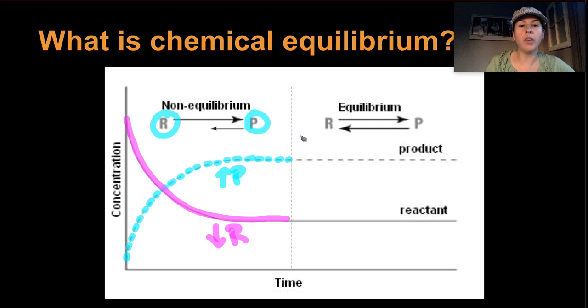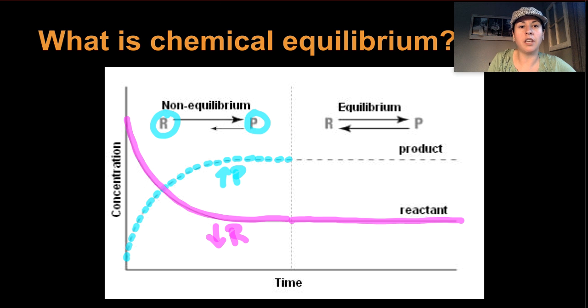Now, at a point in time, we are going to see that the concentration per unit time, remember that's going to be our rate, is going to even out. And so we see that happen here. Okay, so now we see that there's a constant concentration. So the concentration of reactants doesn't change from this point on.